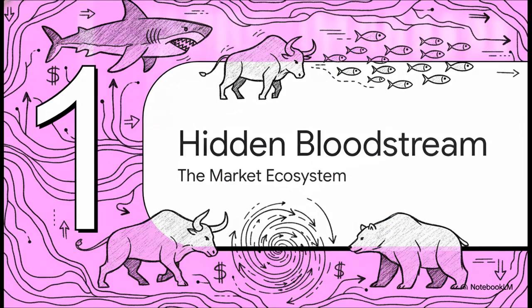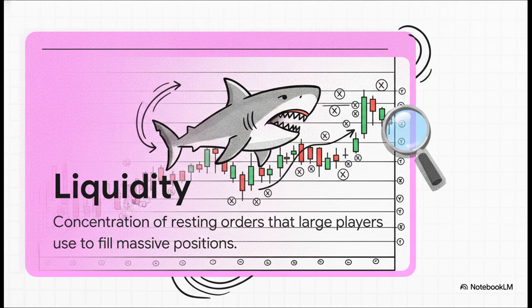All right, Section 1, the market's hidden bloodstream. From now on, I don't want you to just see price action. I want you to see where the orders actually live on the chart. You see, in the institutional trading world, specifically when we're talking about smart money concepts, liquidity isn't just a measure of volume. It represents a literal concentration of resting orders. We're talking specifically about stop losses and pending buy or sell orders.